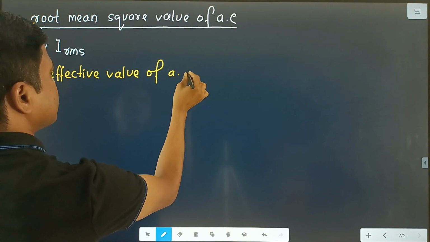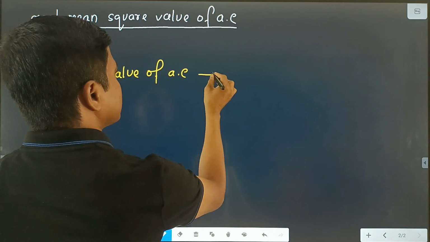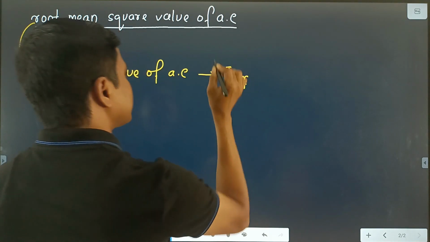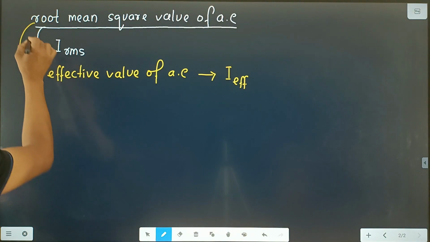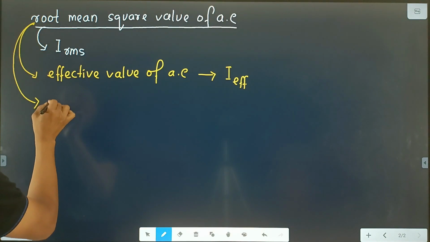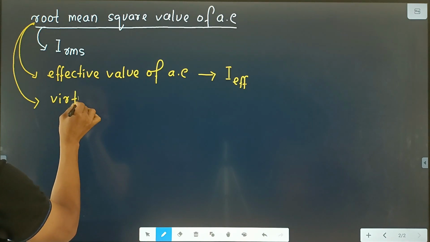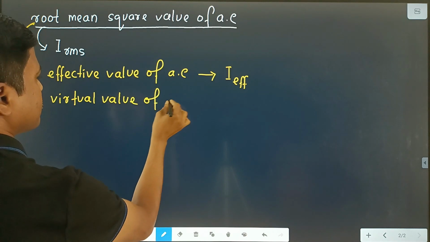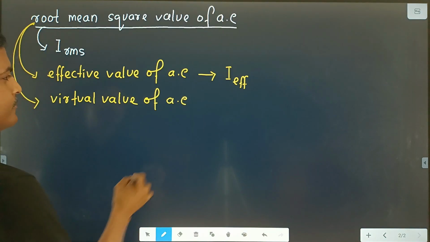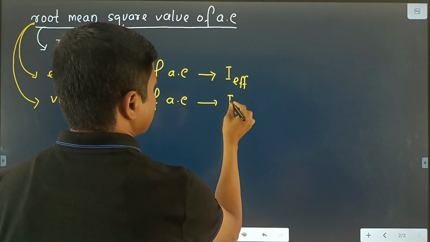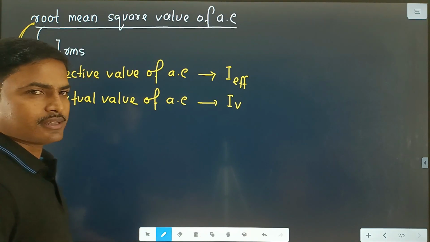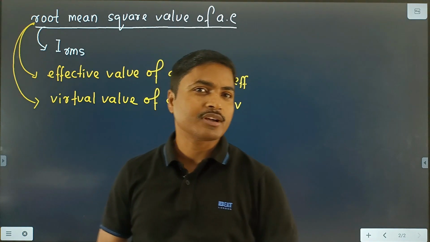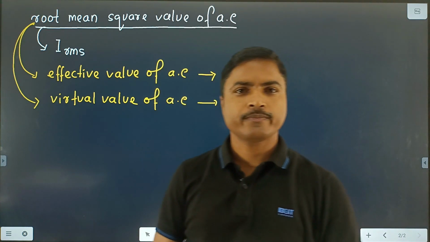or in short we write I effective, same thing, and that is also known as the virtual value of AC, or in short we write I V, that is the virtual value. Then what is the effective value or root mean square value of alternating current?